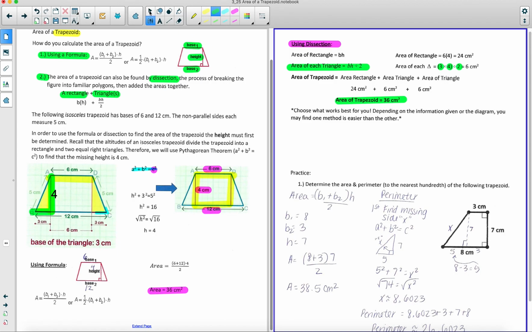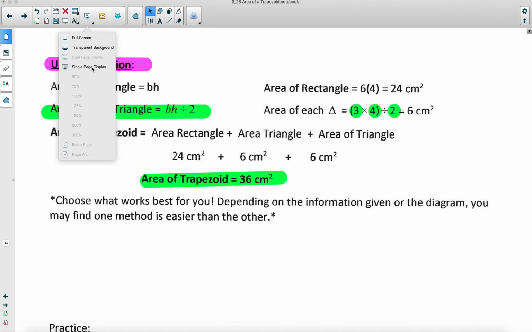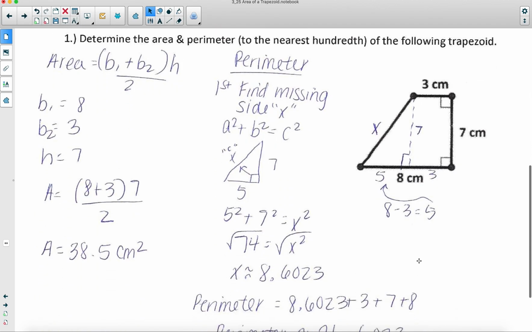Okay, so now what we're going to do is just practice. I'm going to kind of walk through some practice problems, and let me just change my view here and see what we do. Okay, so here is your first example. I had asked you to determine the area and the perimeter to the nearest hundredth of the following trapezoid. So first, let's just deal with the area.